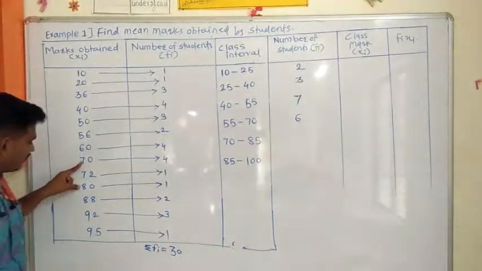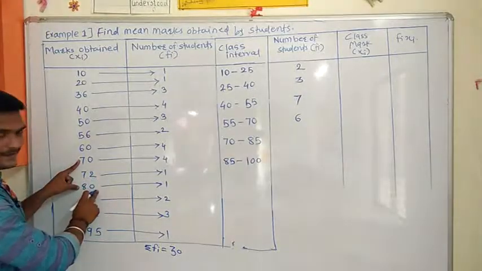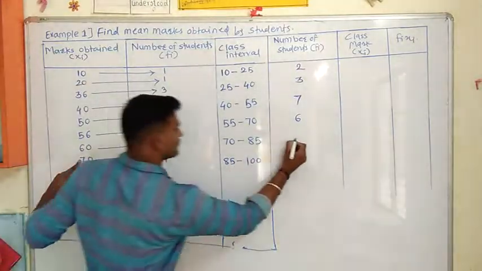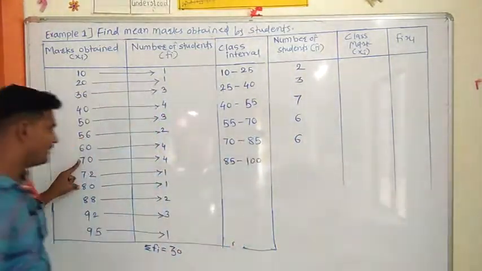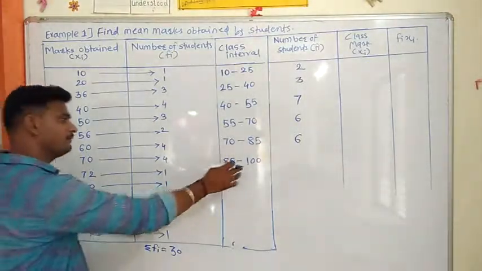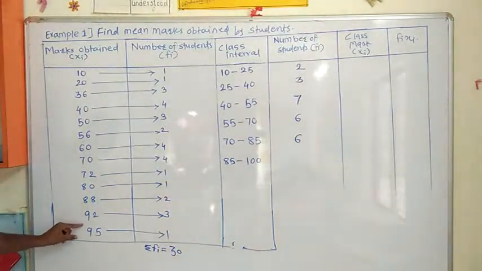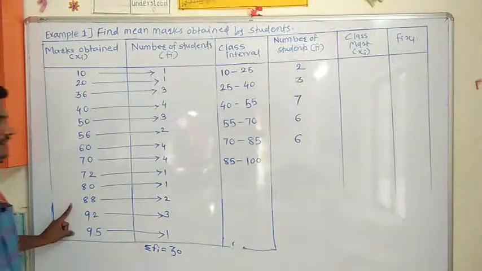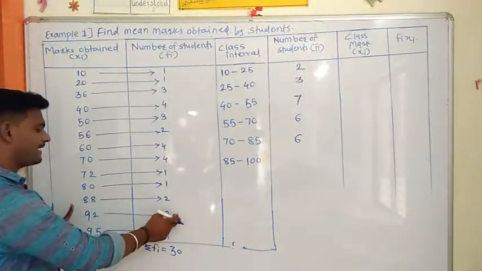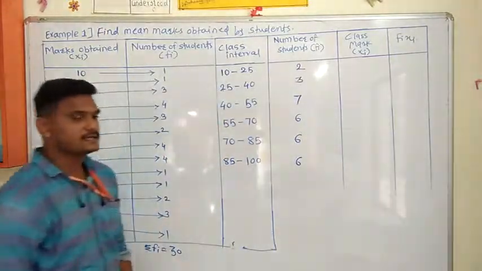Now 70 to 85. These marks we have to consider: 70 to 80. How many students got? 4, 1 and this one 5, that is 6. 6 students got 70 to 85 marks. And again 85 to 100. In this group, which marks are valid? See here, 88, 92 and 95. These all 3 marks will come in this group, that is 85 to 100. How many students are there? 2 plus 3, 5, 5 plus 1, 6. Again in this group also we are getting 6 students.